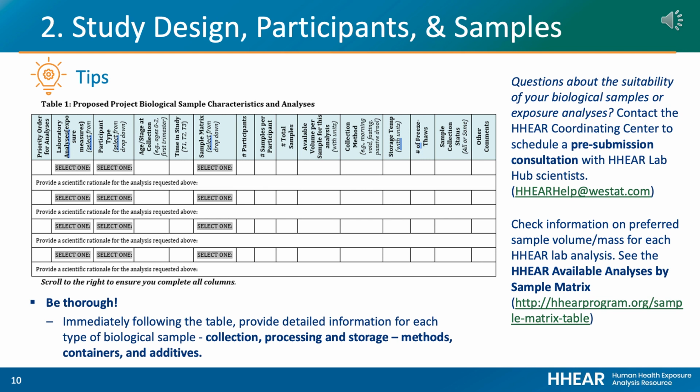Second, if you have questions about the suitability of your samples for a HEAR lab analysis, you can find information on preferred sample type and volume or mass for each HEAR lab analysis in the HEAR Available Analyses by Sample Matrix on HEARprogram.org. Third, be specific about how many samples you will be submitting for analysis. If you have participants with samples at multiple time points in the study, complete a separate row for each time point. If you have participants with multiple types of samples, complete a separate row for each type of sample.